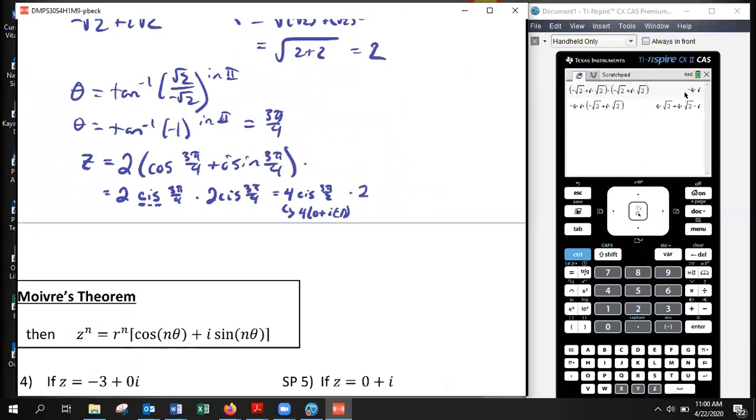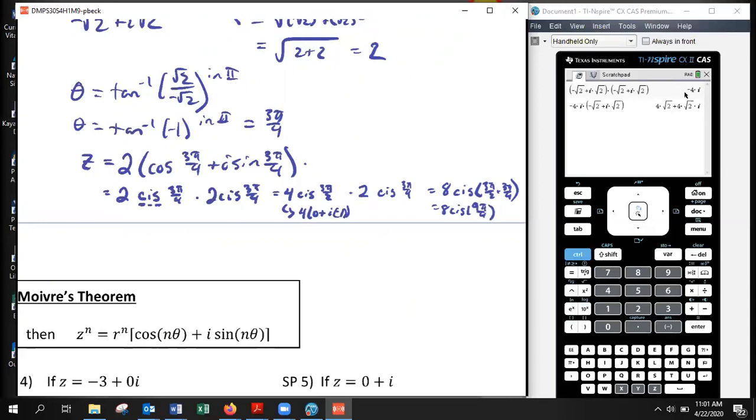So if I multiply this by 2 cosine plus i sine of 3 pi over 4 again, we are going to have 4 times 2, which is 8. And then cosine plus i sine, we have 3 pi over 2 plus 3 pi over 4, which is 6 pi over 4 plus 3 pi over 4, which is 9 pi over 4. So 8 cosine plus i sine of 9 pi over 4.